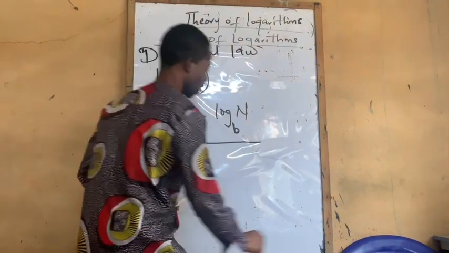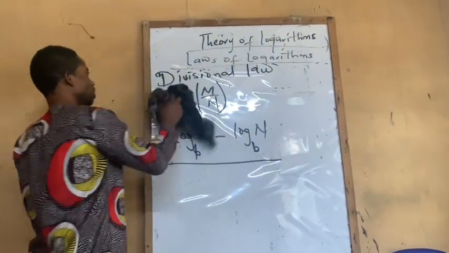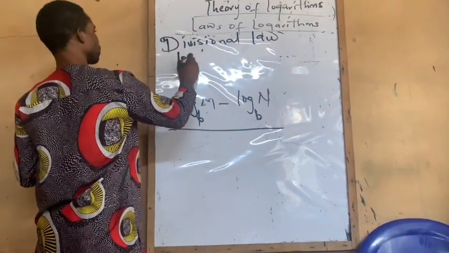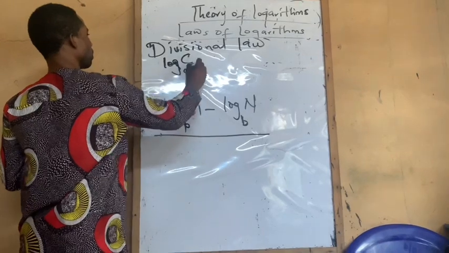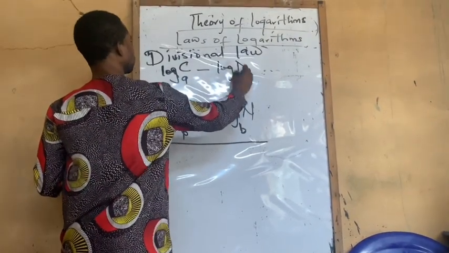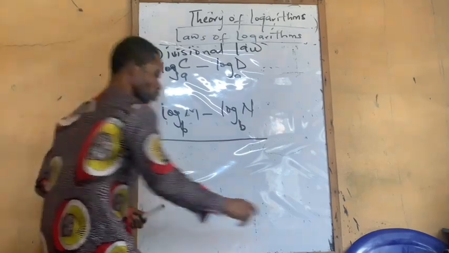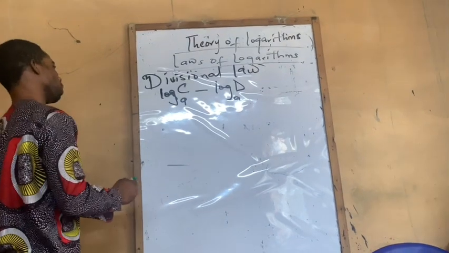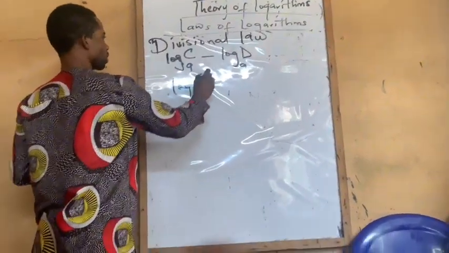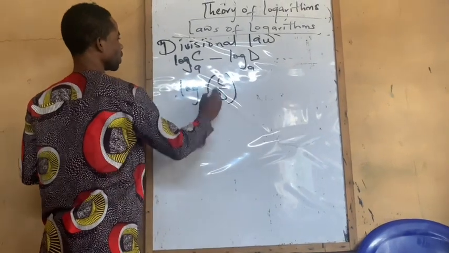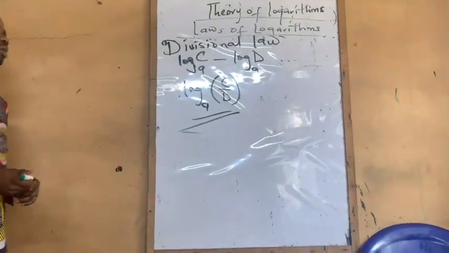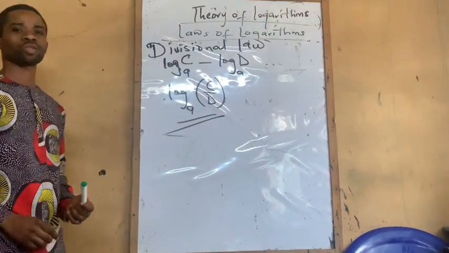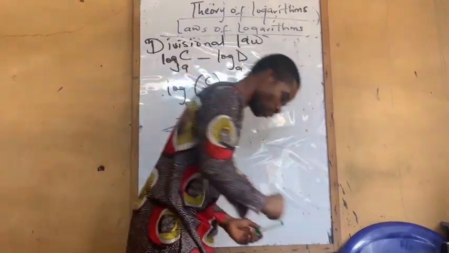The same way, if they give you something like log c base a minus log d base a, it can also turn to division. That means the minus can also turn to division. It can turn to log of c over d, base a. You see that the minus can turn to division, and division can also turn to minus. That is a law.